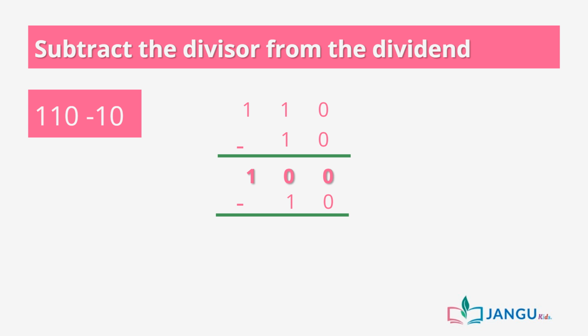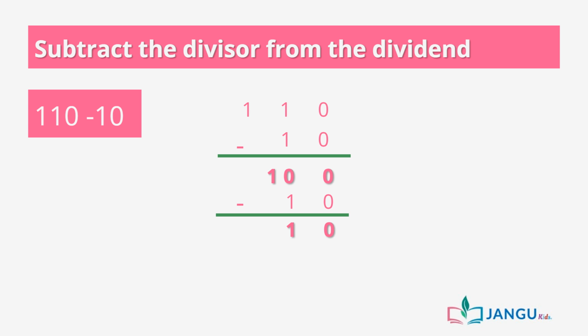0 minus 0 is 0. 0 minus 1 is not possible. We borrow 1 from the next column, which makes it 10, and 10 minus 1 is 1. The second difference we'll note is 10. Remember, we are to repeat this process until we get 0 or a number that's less than the divisor.